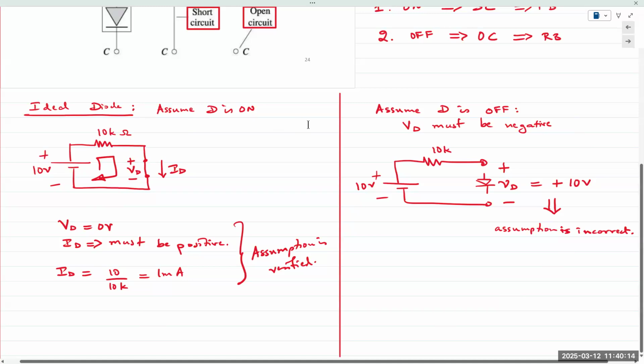So again, ideal diode analysis, when you make your assumptions and you solve the circuit, these conditions must be satisfied. So keep that in mind.